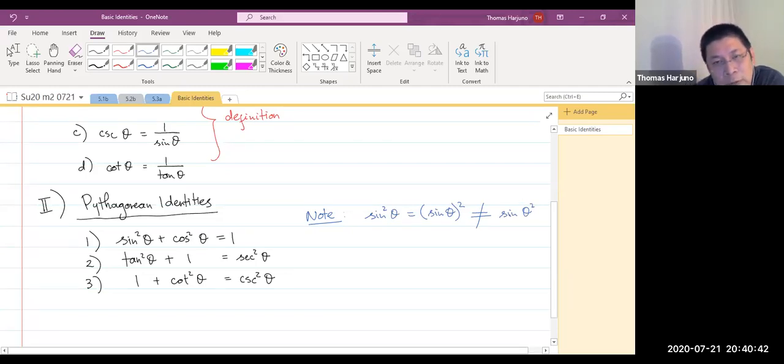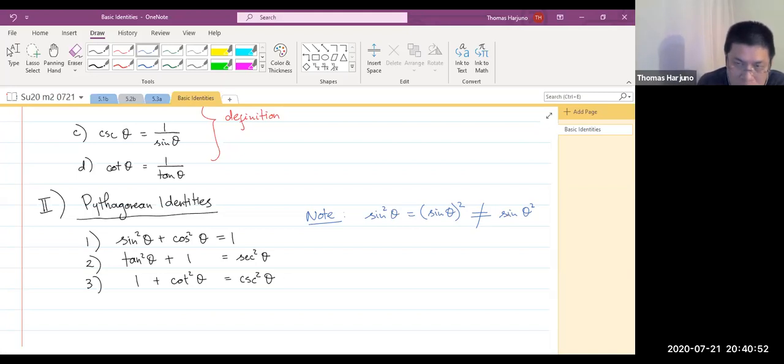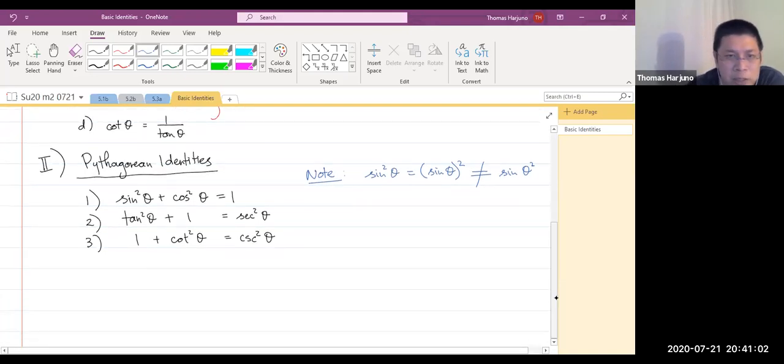Okay, different order of operations. Sine squared theta means you put the theta into sine first and then you square it. Sine theta squared, you put the theta into the squaring first and then you put it into sine. So it is a different composition of functions. Now memorize these second basic identities in that order.